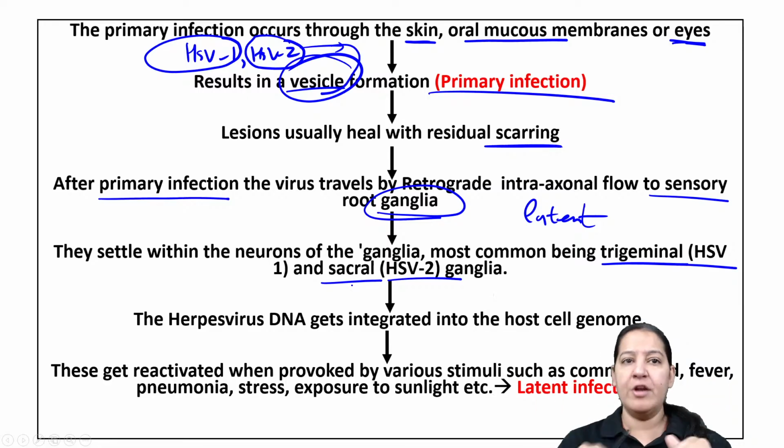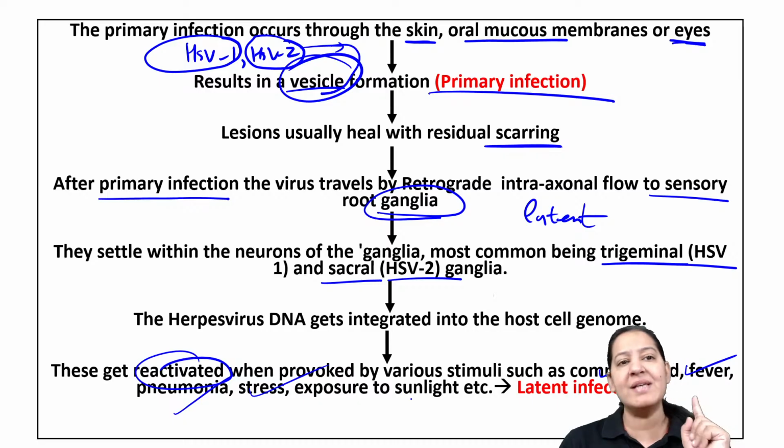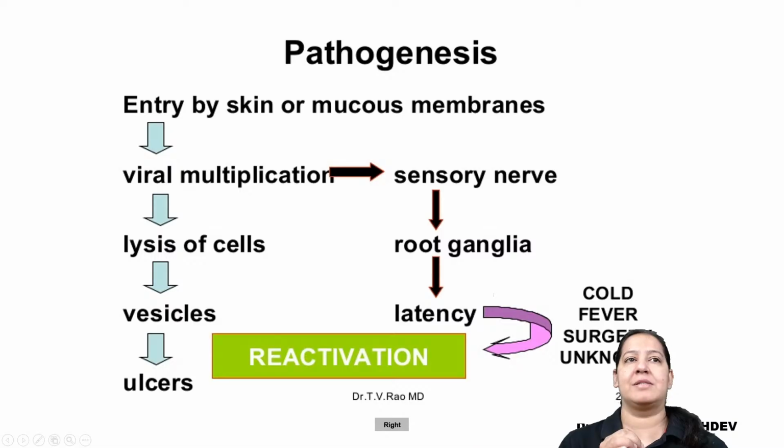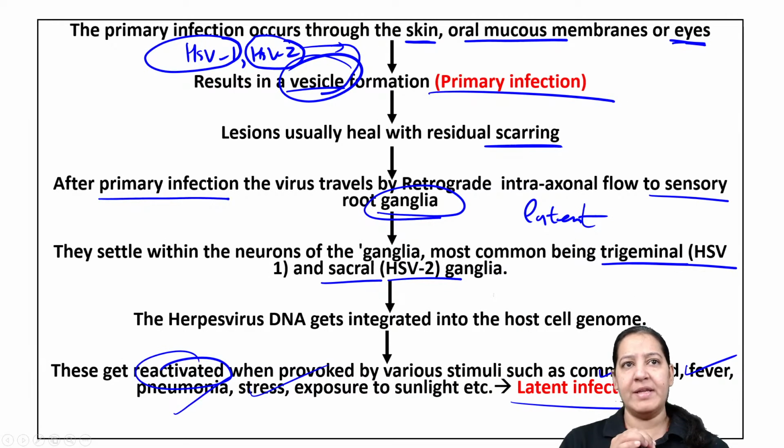Now when the immunity drops, it is reactivated. At that time, with triggers like common cold, fever, pneumonia, stress, again vesicles will be formed. This is known as latent infection. Give me a thumbs up. You got my point? Yes or no?